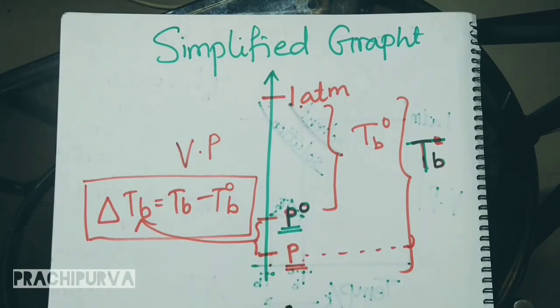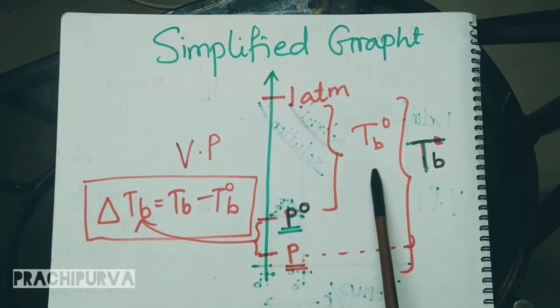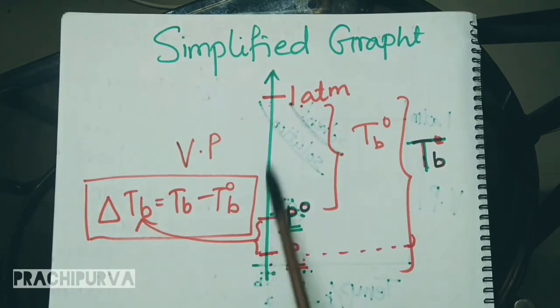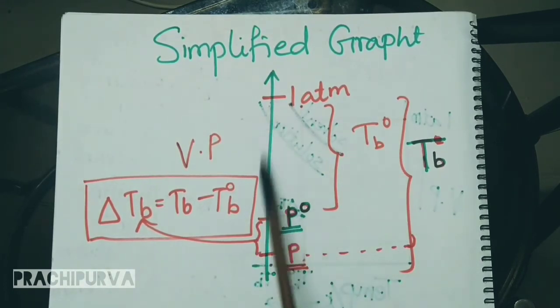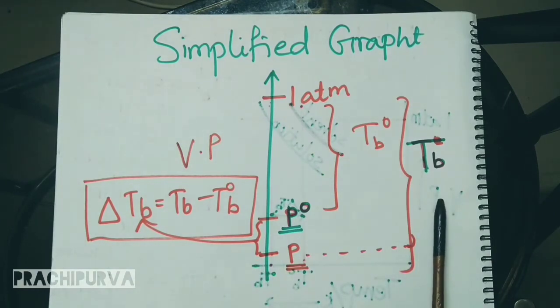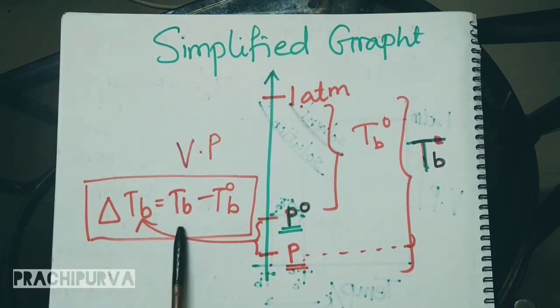Very simple. If you stay nearby your school and you are coming to school, you need less time. The one who is coming from the station needs more time. So this time we will correspond to temperature. That's why solvent requires less temperature, less temperature, low boiling point. Comparatively, solution needs more temperature to cover more difference. That's why solution's boiling point will be more. So delta TB will be TB minus T0B. What is TB? Boiling point of the solution. What is T0B? Boiling point of pure solvent.